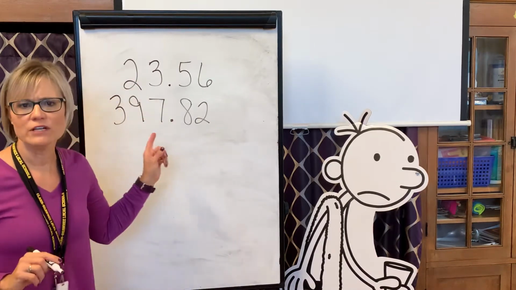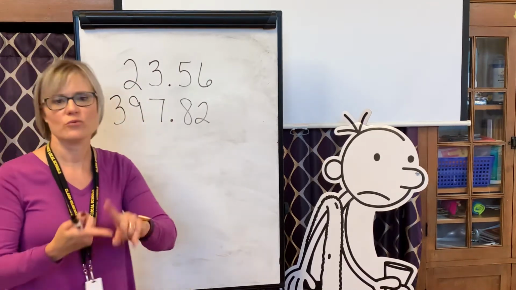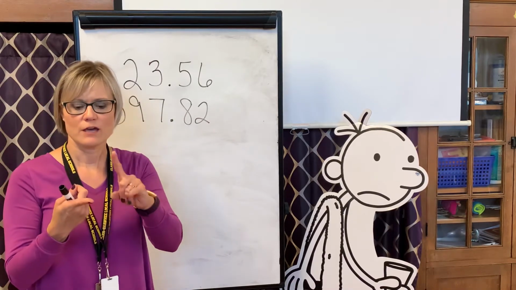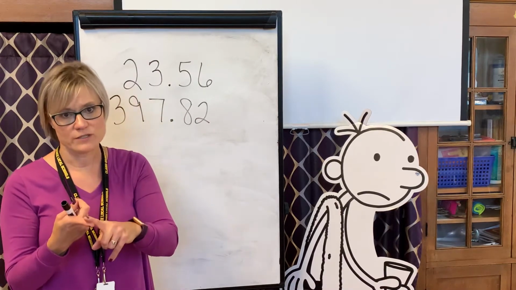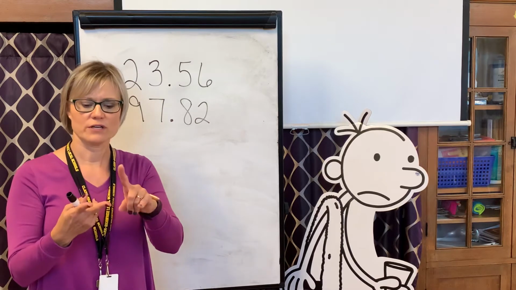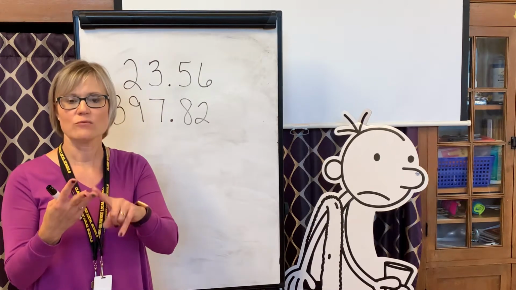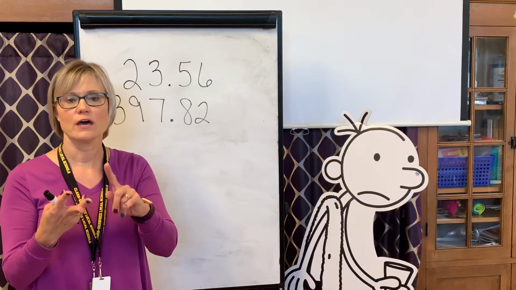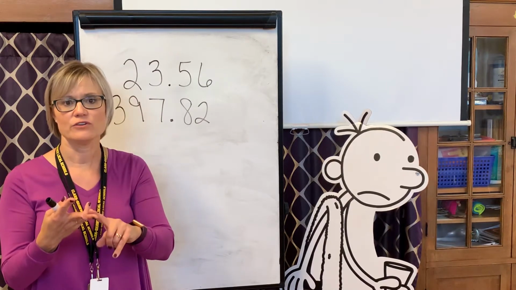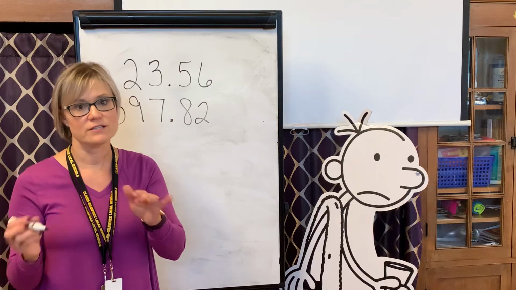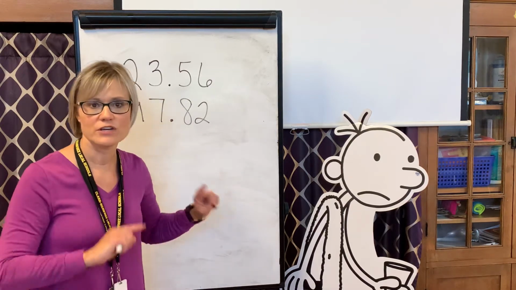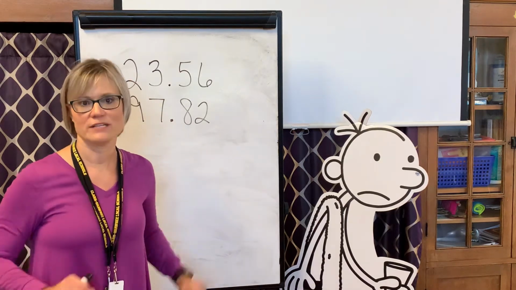So let's take a look at two numbers. We're going to read the decimal because we've been working on reading decimals. We're going to identify the places of the decimal, and we're also going to identify the value of a digit. Remember, digit is another name for number. Right? So I've got two numbers up here, so let's get started.